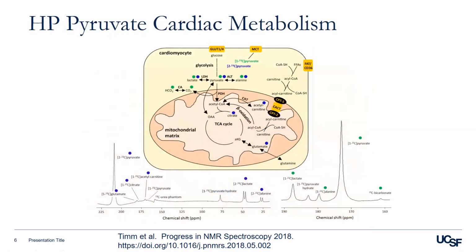So here's what some typical spectra in the heart look like following pyruvate injection. On the left, you have a C2 pyruvate injection. On the right, you have a C1 pyruvate injection. And then the green dots here represent where you can follow the C1 label on pyruvate, and the blue dots represent where you can follow the C2 label.